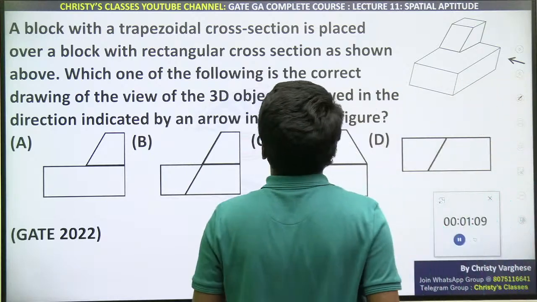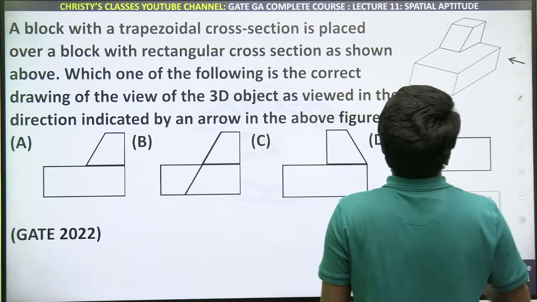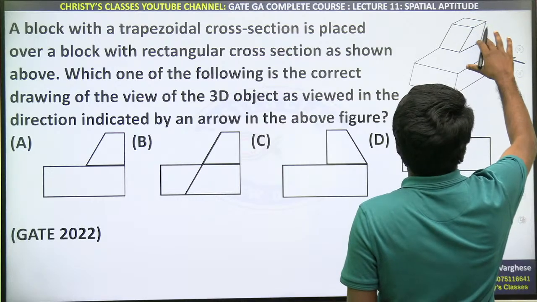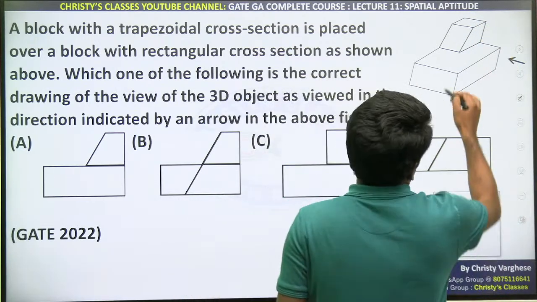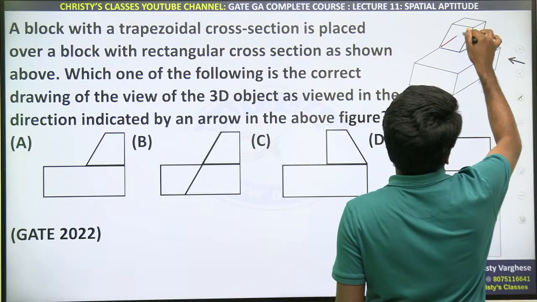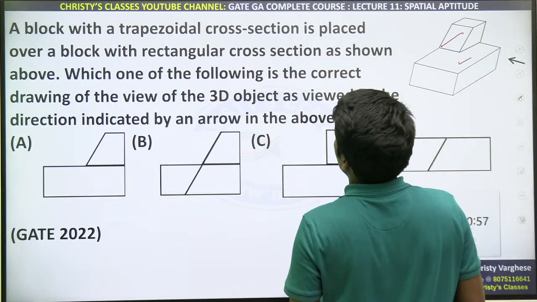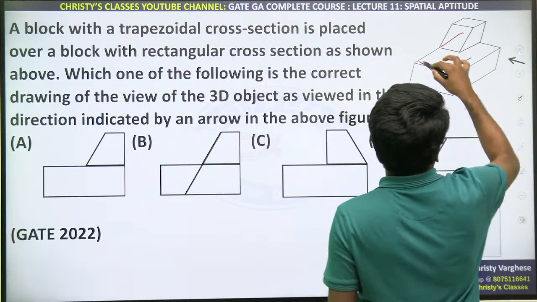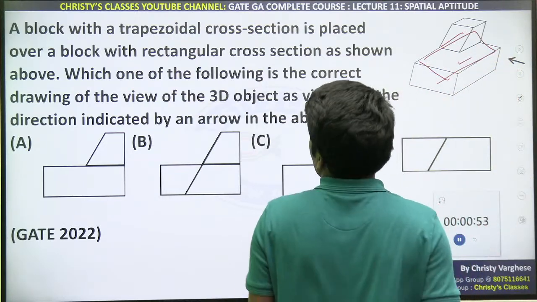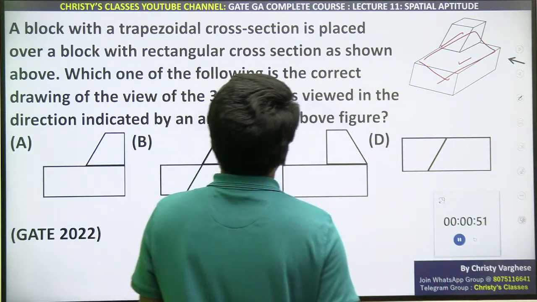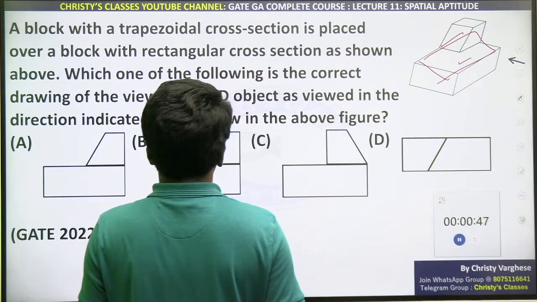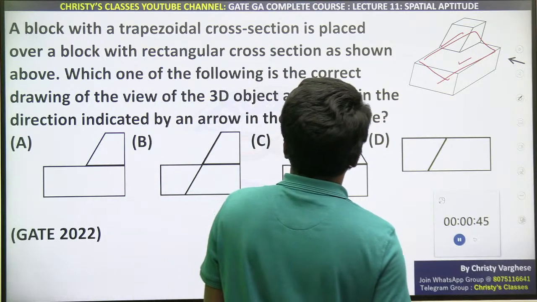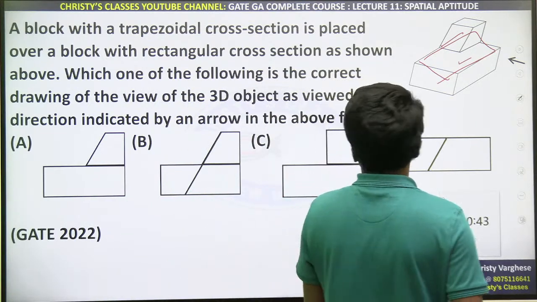A block with a trapezoidal cross section. So this is a trapezium. The cross section will be like a trapezium itself. It is placed over a block. So this trapezium cross section is placed over this block of rectangular cross section. So this is a rectangular cross section. As shown above, which one of the following is the correct drawing of the view of the 3D object as viewed in the direction indicated by an arrow in the above figure?